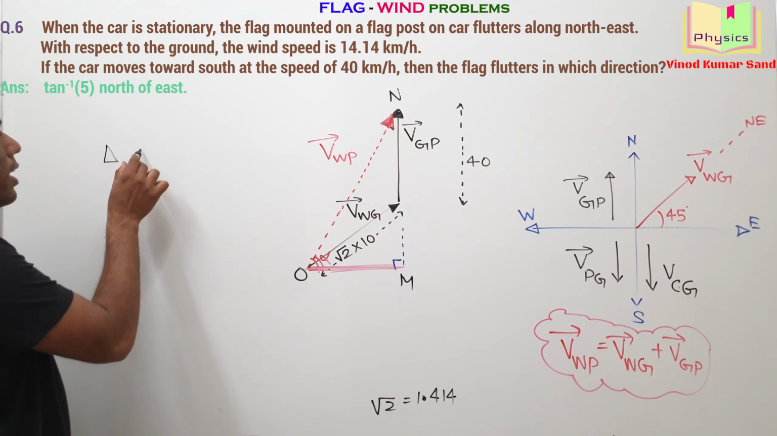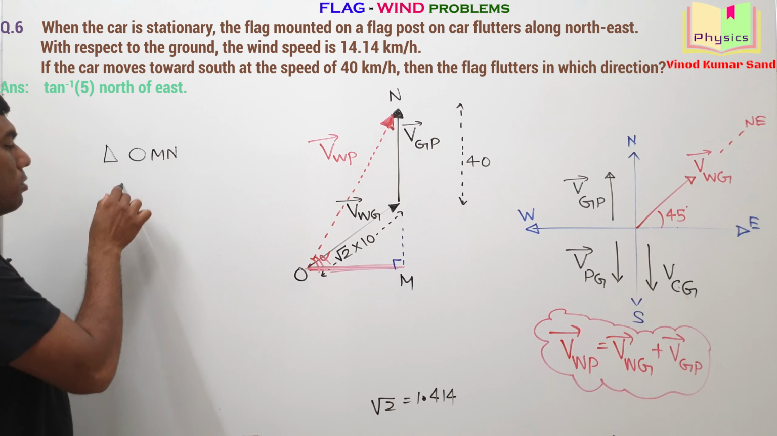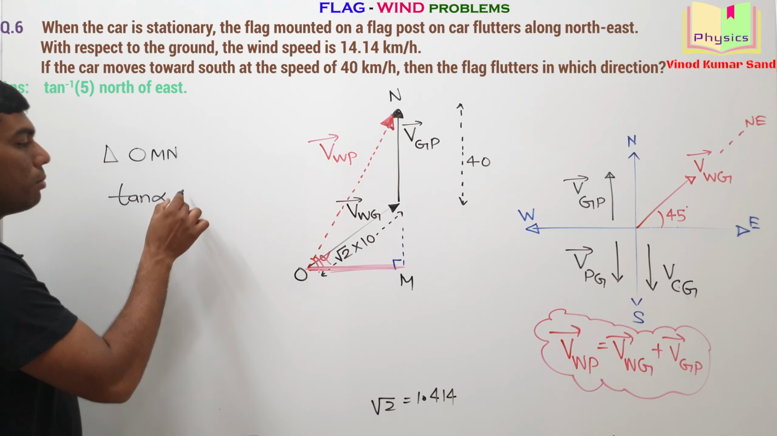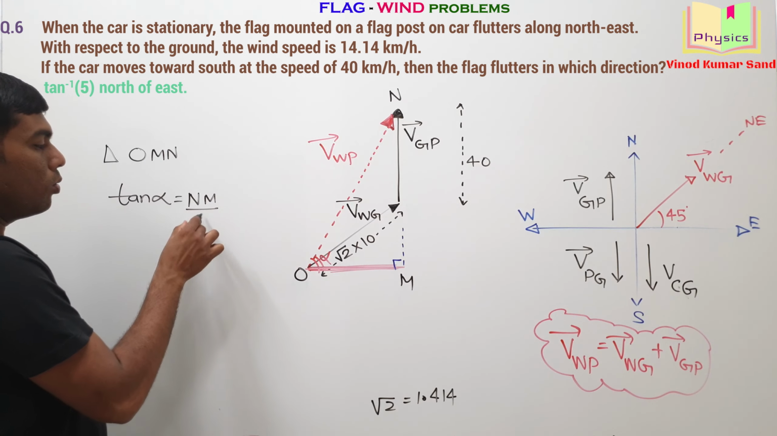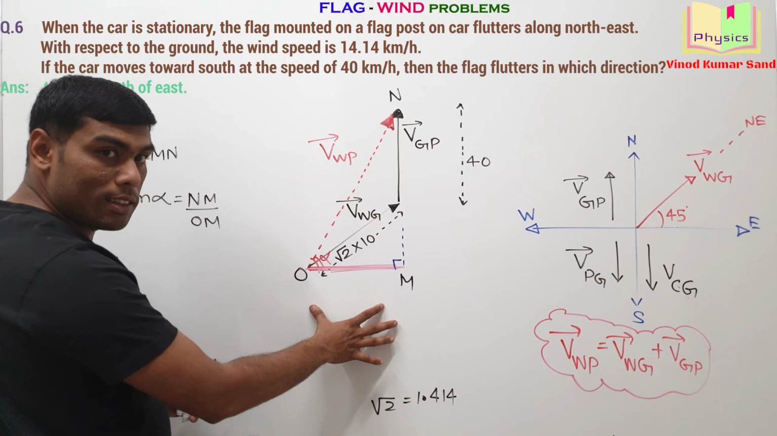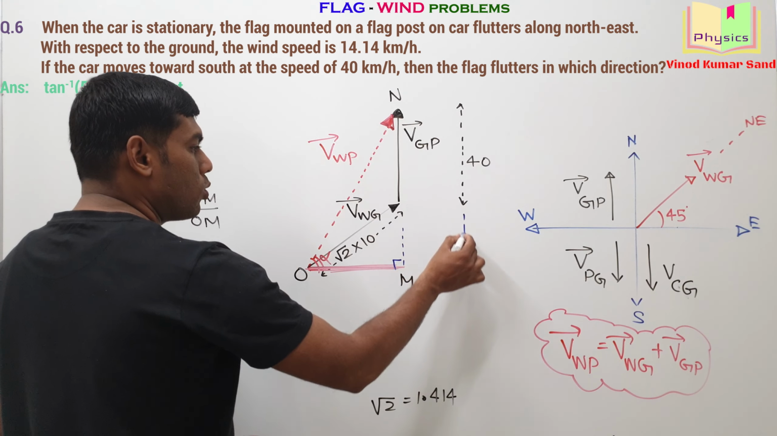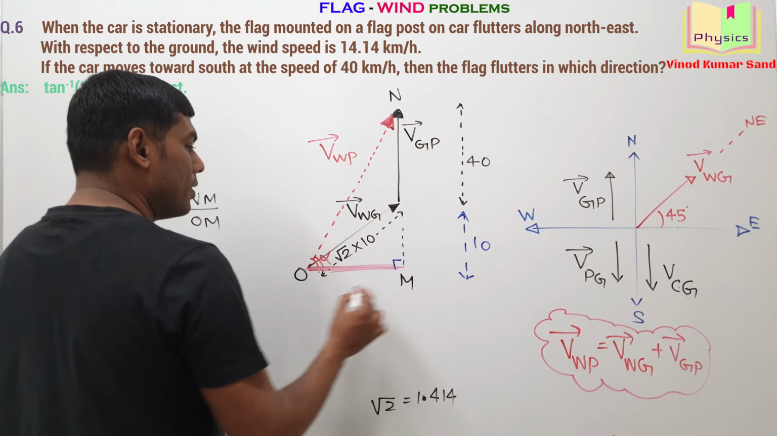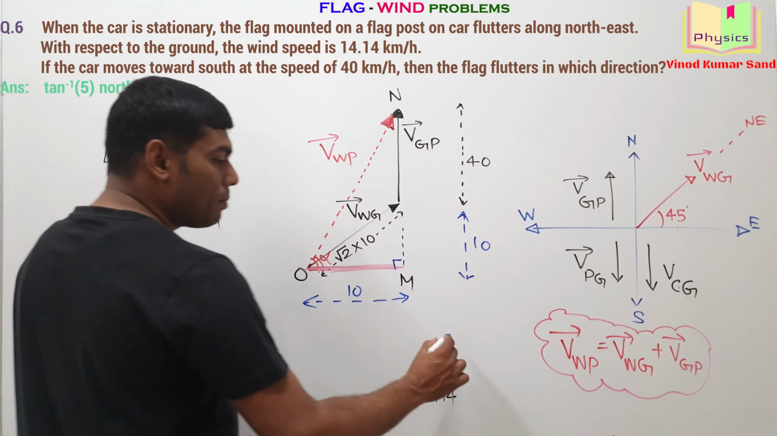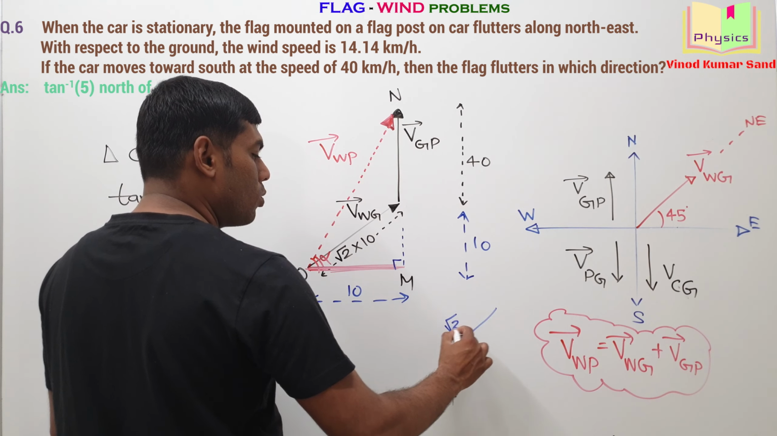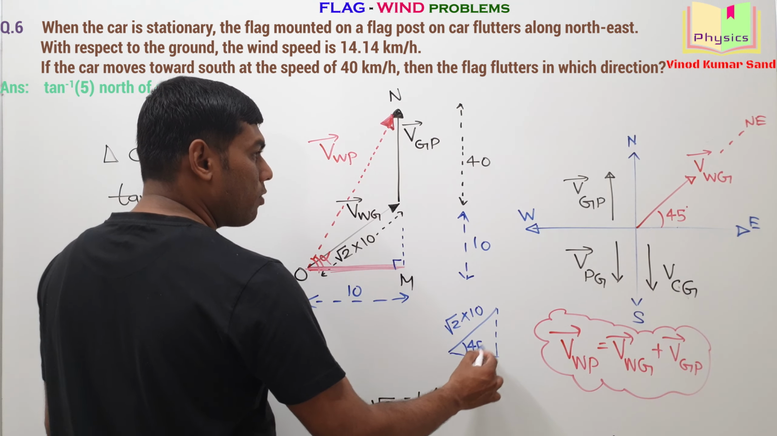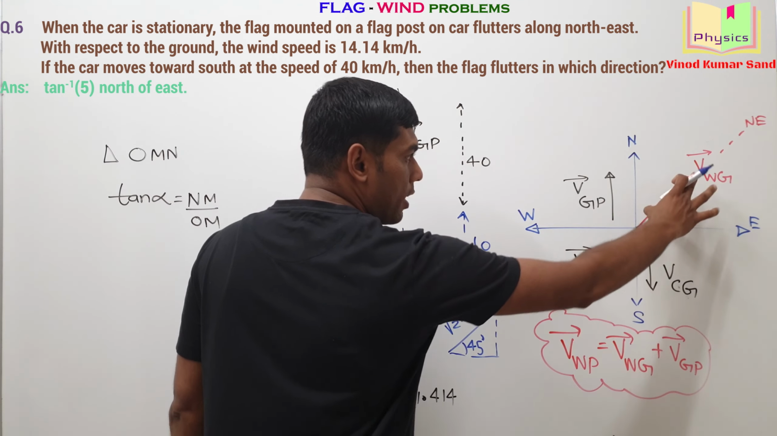So in the right triangle OMN, we wish to take up the tan alpha. The tan alpha will be NM by OM. I hope you agree with that. We require this length as well as this length. This length is actually 10. This length is also actually 10. I hope you understand it directly, because this length is root 2 into 10 and it's a right triangle. This angle is 45. We know it from here.